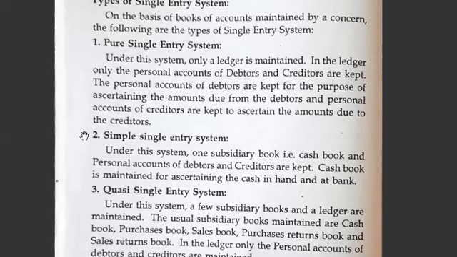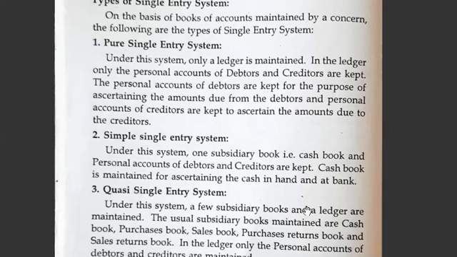Next we have simple single entry system. Under this system one subsidiary book, that is the cash book, and personal accounts of debtors and creditors are kept. Here the cash book is maintained, but not the other books. Okay, and other personal accounts are maintained. Pure means only the personal accounts are opened. Here the subsidiary book is opened but only the cash book and not the other books.